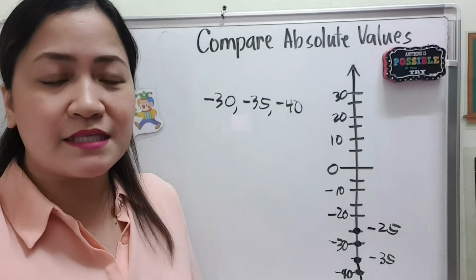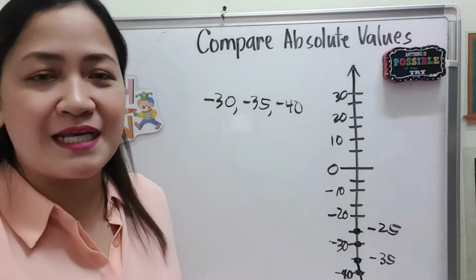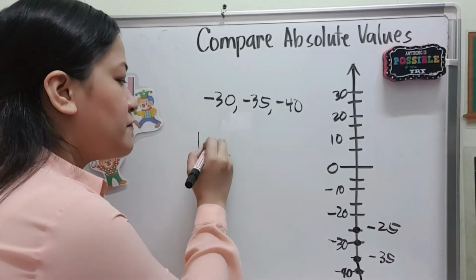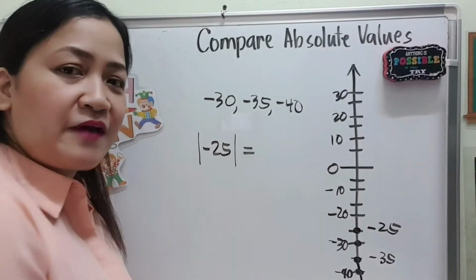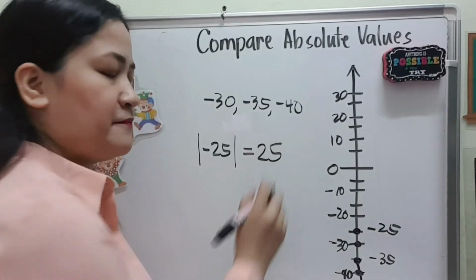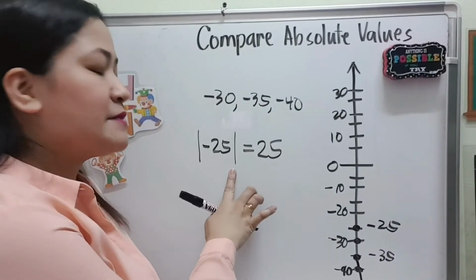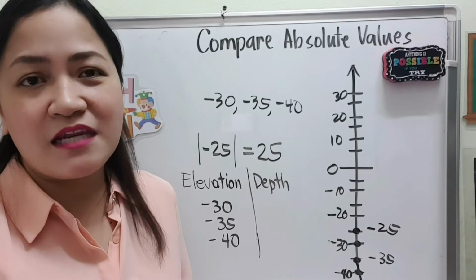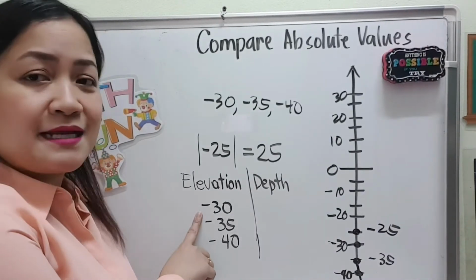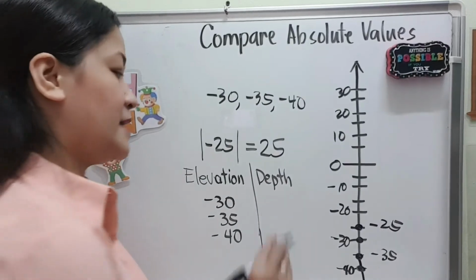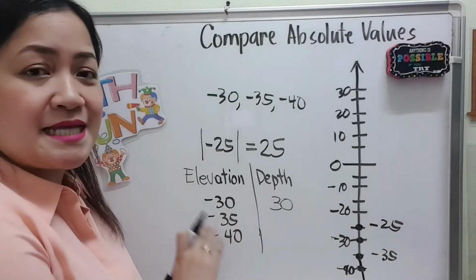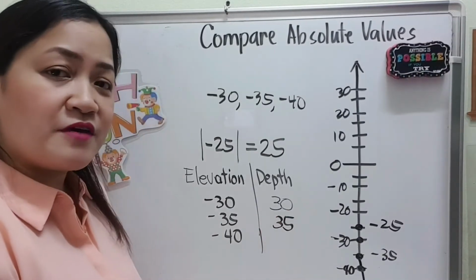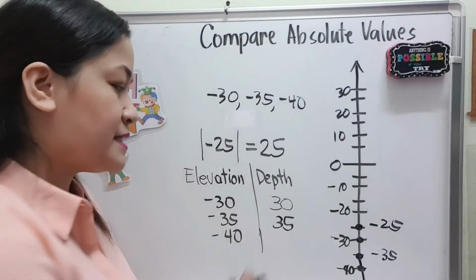Elevations that are less than negative 25 feet can be found below negative 25. Since we are talking about the distance that she can dive, that means that is the absolute value of negative 25. And the absolute value of negative 25 is 25. That means the absolute value of negative 25 represents a depth of 25 feet. So writing the elevation as depth. So if the elevation is at negative 30, that means its depth is 30. If the elevation is negative 35, then its depth is 35. And if the elevation is negative 40, then its depth is 40.